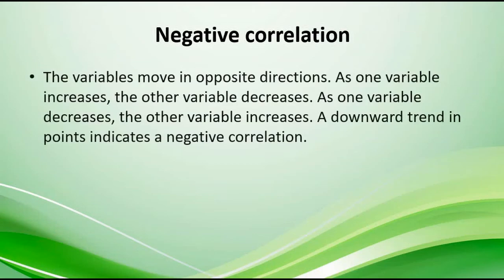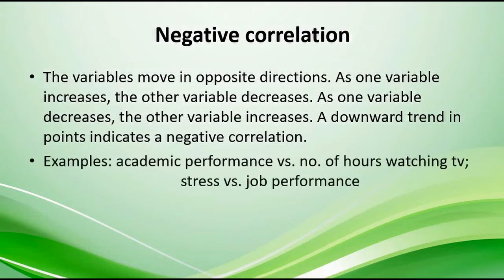Negative correlation. The variables move in opposite directions. As one variable increases, the other variable decreases. As one variable decreases, the other variable increases. A downward trend in points indicates a negative correlation. Examples: academic performance versus number of hours watching TV, or stress versus job performance.